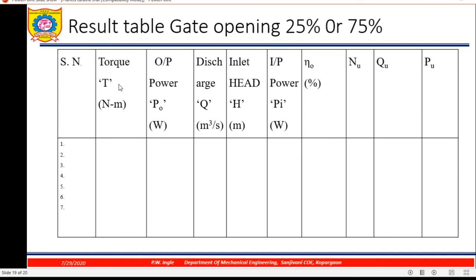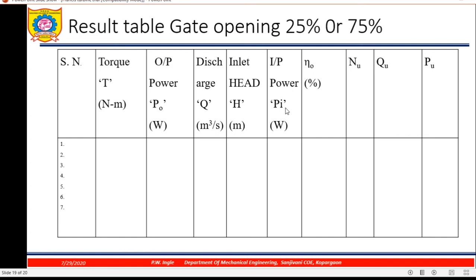Torque you can get by using (W minus S) into equivalent radius. Output power you will get as shaft power, that is 2 pi NT by 60. Discharge, obviously, from the equation of the venturimeter. Then inlet head: you convert that pressure, which is in kg per centimeter square, into meters of water. Then input power, that is rho g Q H.